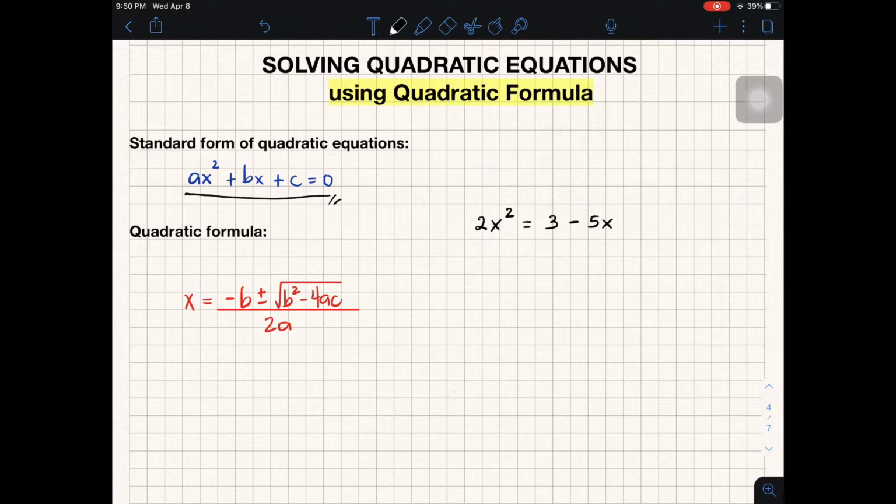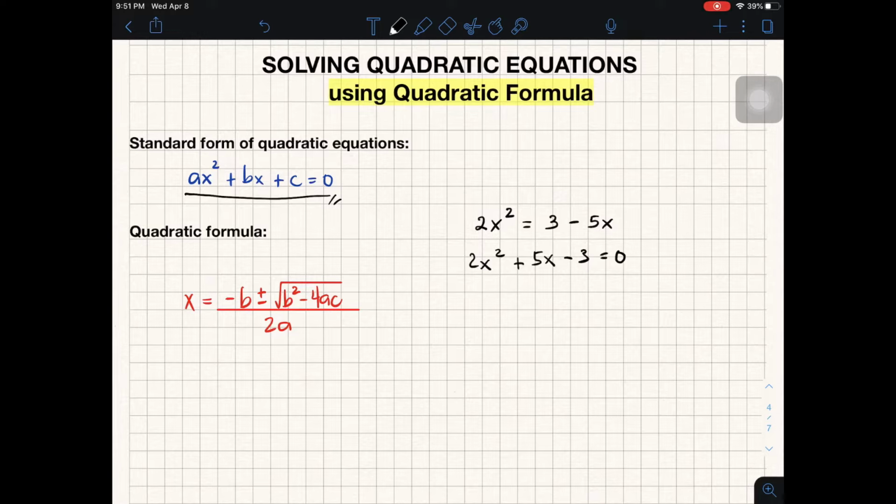So, when we rewrite the quadratic equation in standard form, ito yung magiging equation natin. We will have 2x squared plus 5x minus 3 is equal to 0. Yun ang first step natin. We need to check whether the given equation is in standard form. Kung hindi, gawin natin standard form.